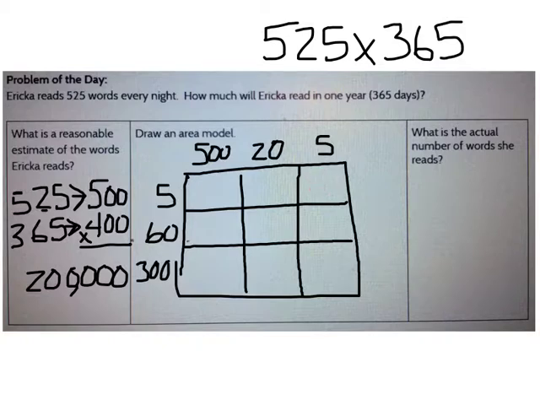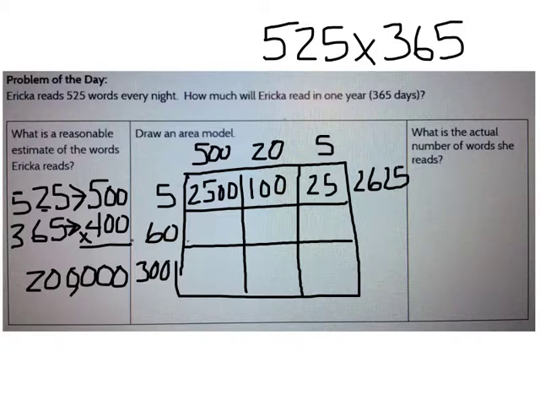What's 5 times 5? Well, 5 times 5 is 25. What's 5 times 20? 5 times 20 is 100. What's 5 times 500? Well, 5 times 500 is 2,500. Now, let's add that row up to find what's 525 times 5. 525 times 5 is 2,625.